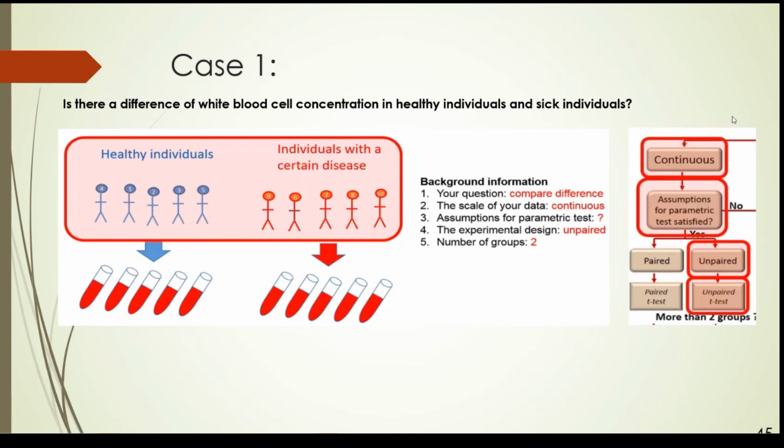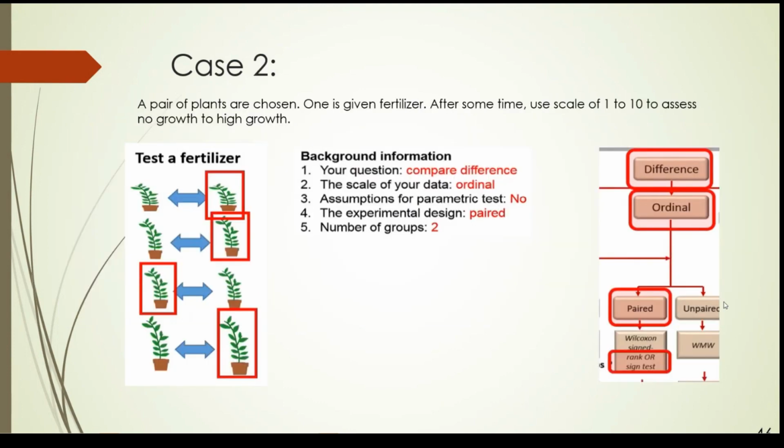So using this information, we look for compared differences, and look for continuous data. Then we have an assumption for a parametric test, and we do not know, so we use both yes and no. Then we choose unpaired, not paired. And because we have only 2 groups, we use an unpaired t-test.